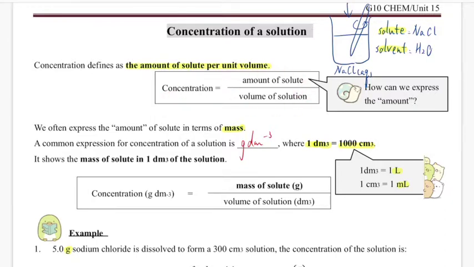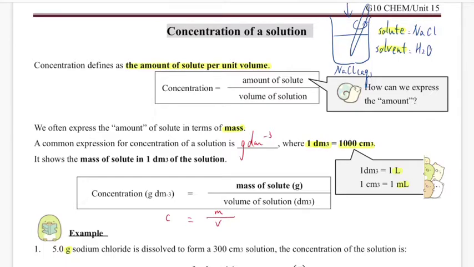turn this equation into the one that we have below. The concentration in gram per dm³ equals the mass in gram over the volume of solution in dm³. Or if we want to use letters to represent it, we use lowercase c to represent concentration, equals mass, we use the letter m, over volume, for which we use V. That's a way to express the concentration in gram per dm³.